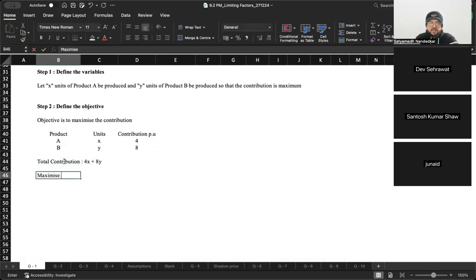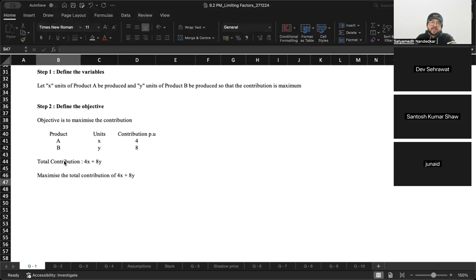So the objective is to maximize the total contribution of 4x plus 8y. This 4x plus 8y is called your objective function. See, we are not calling it an equation.